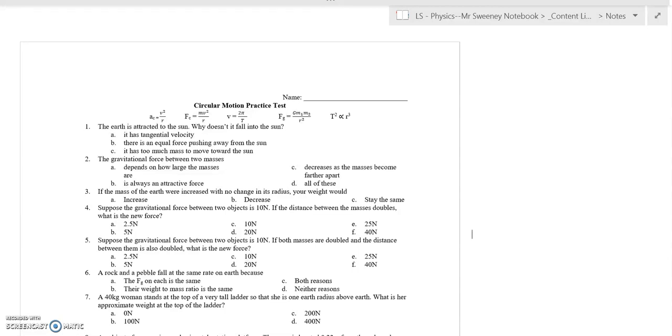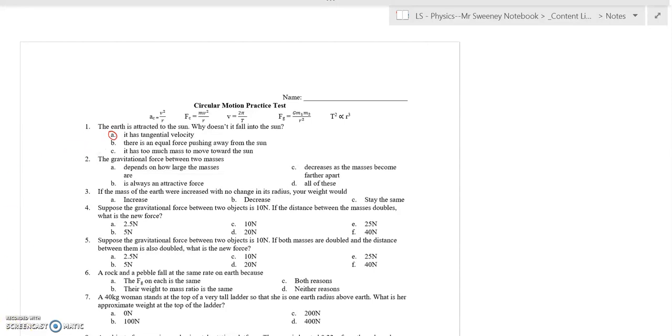Number 1, the Earth is attracted to the Sun. Why doesn't it fall into the Sun? Well, same reason the Moon doesn't fall into the Earth. Same reason satellites don't come crashing down. It's because even though they are falling towards each other, they're moving so fast tangentially that they never actually land.